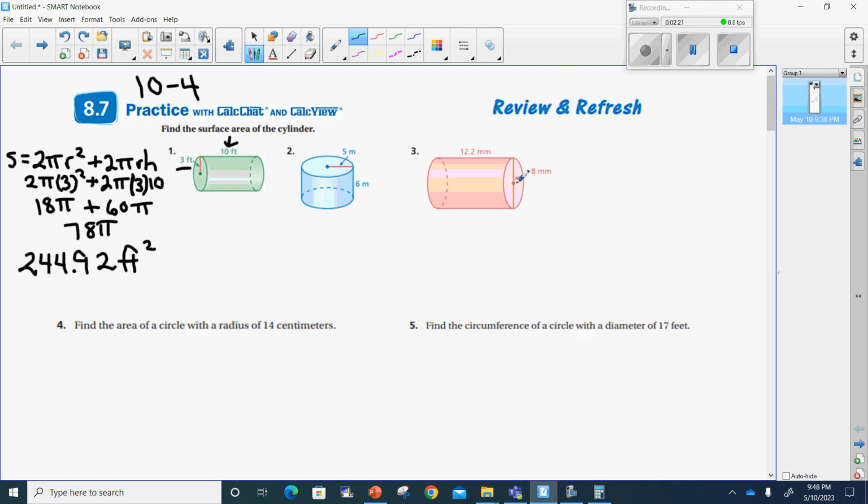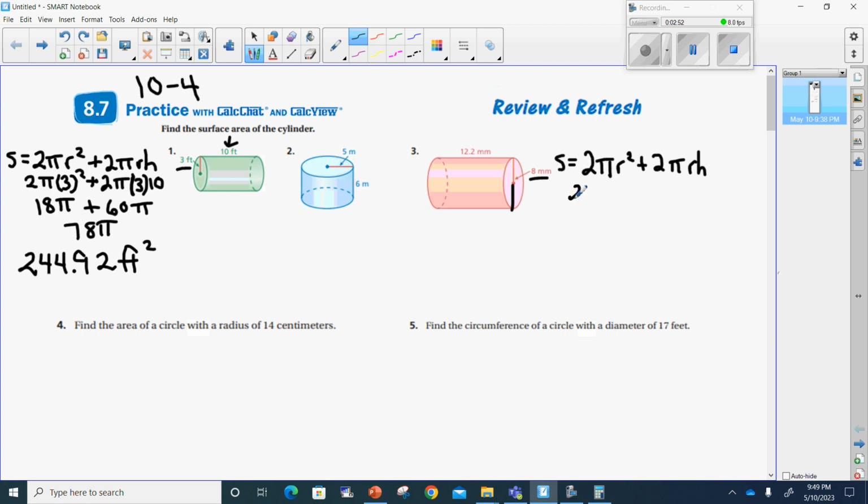All right, number 3 is next. We're going to do the same thing. Take that same formula. Surface area is equal to 2 times pi r squared. I'm going to add that to 2 times pi times r times h. This time we see they gave us the diameter of 8. To find the radius, that's half of the diameter. So that's going to be half of 8, which is 4.